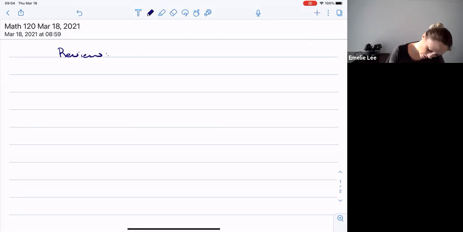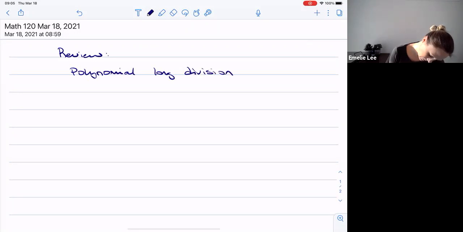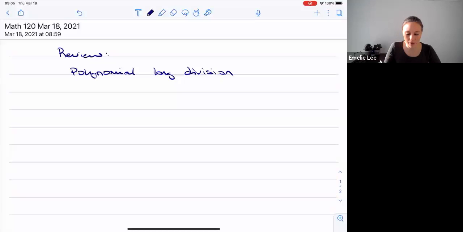Quick review. We started polynomial long division, where we have a polynomial over a polynomial, which is also called a rational function, right? And so later today, we're going to graph rational functions, which sounds really scary. And in fact, it's going to look really scary, but it's not that bad. We'll develop kind of step-by-step procedures.